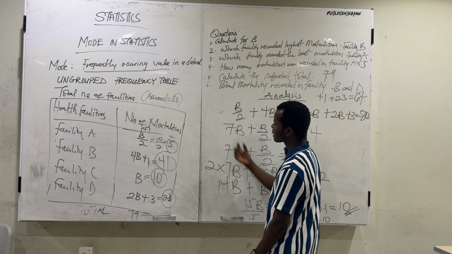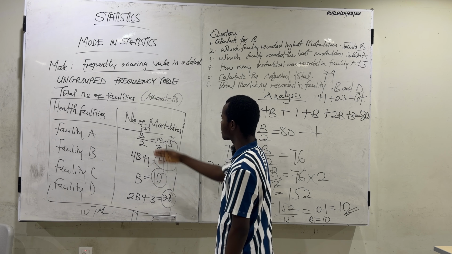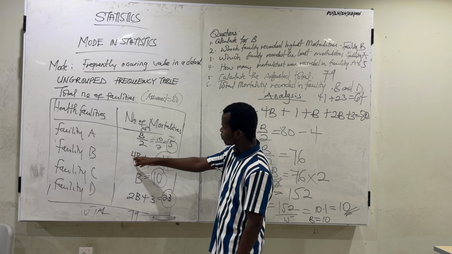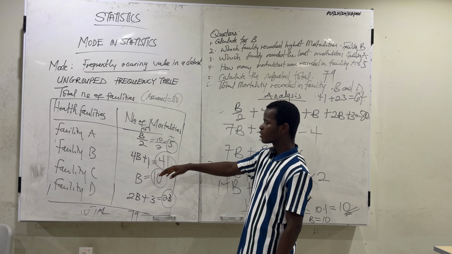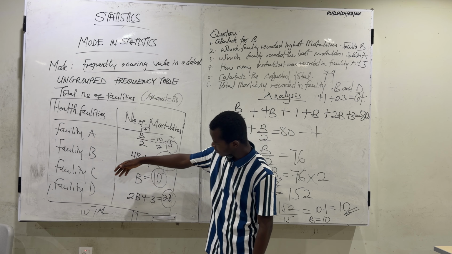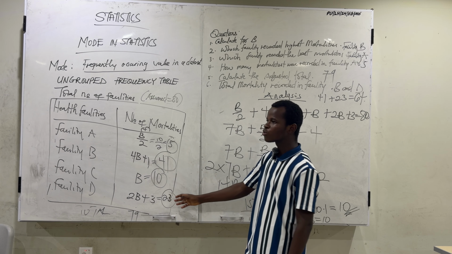And we substituted the 10 into our frequency table. Then we had b over 2, which is 10 over 2, which is 5. Then 4 times 10 plus 1 is going to give us 41. Then b for facility C, which is 10. And then facility D, 2b plus 3. So 2 times 10 plus 3, which is 23.